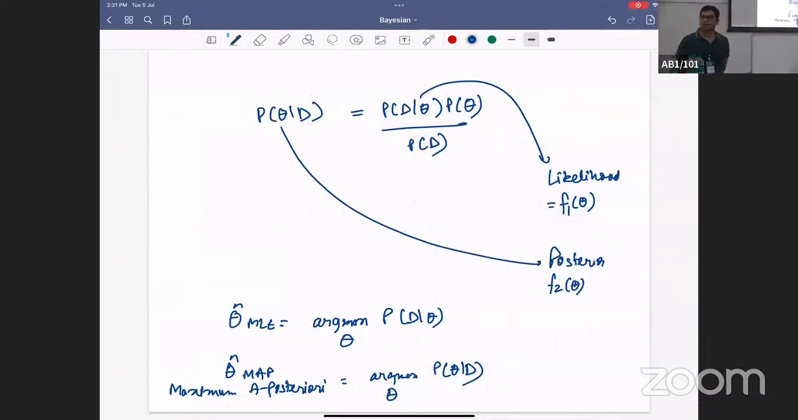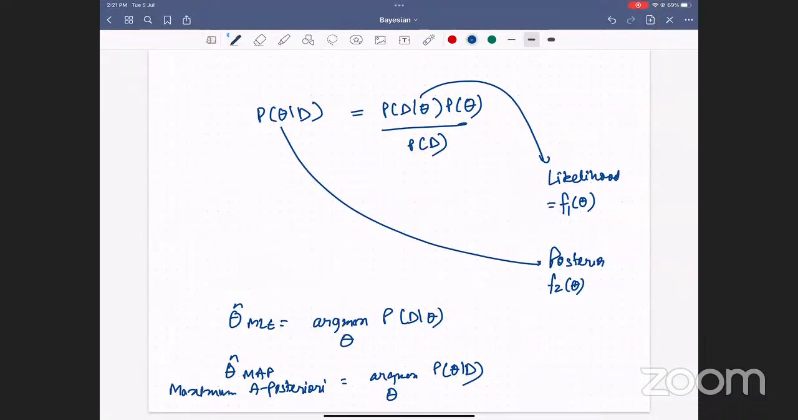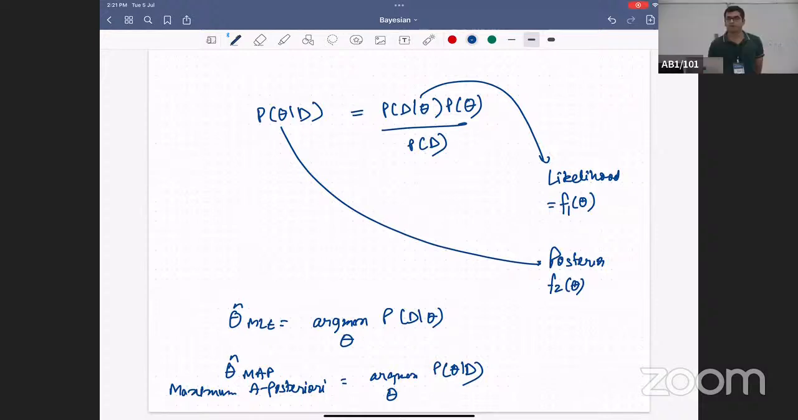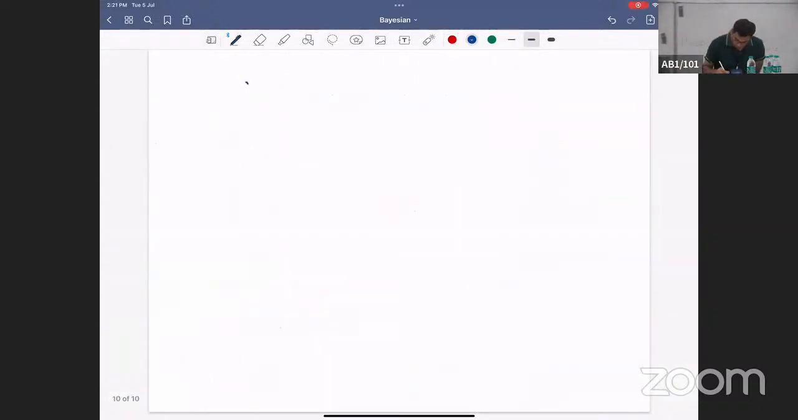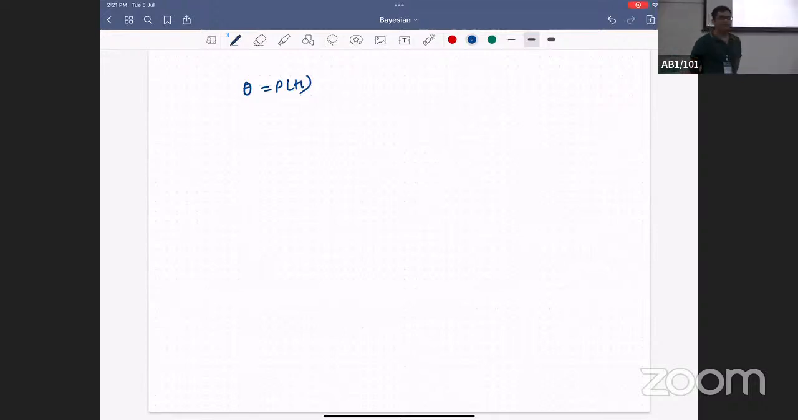What is the literal meaning of the word prior in English? Before, earlier. Prior to this event, I had done something. Post this event, I had done something. So prior, post, likelihood. So what do you think can be a prior P of theta for this coin toss problem? We are indicating theta as the probability of heads. What kind of a prior for probability of heads can we give?